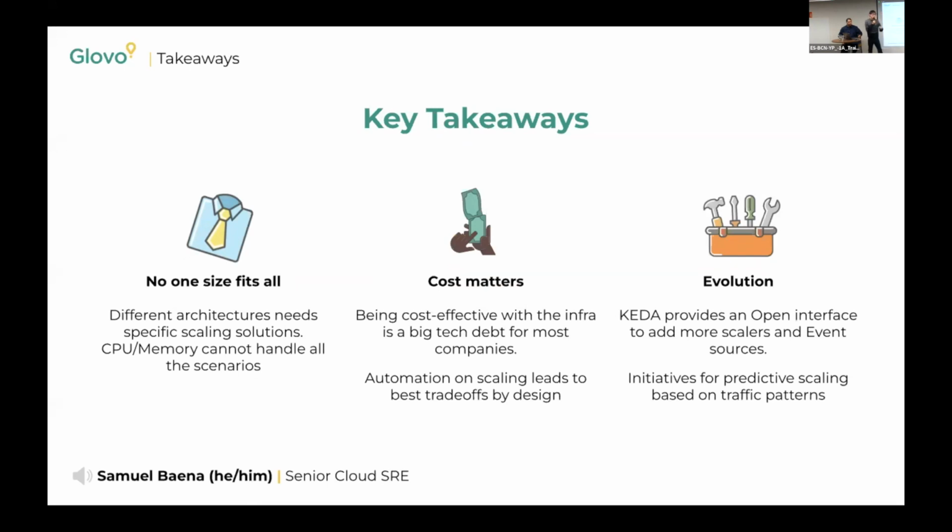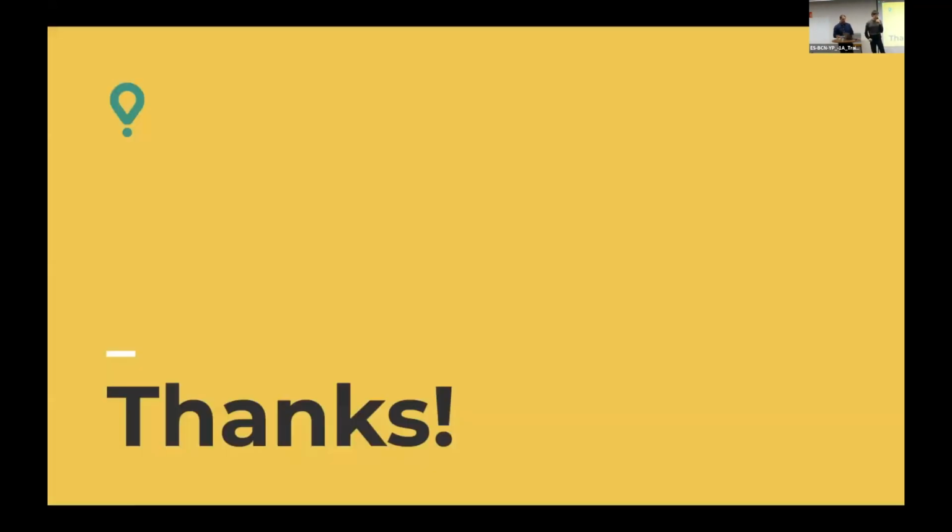So cost matters. Infrastructure is very expensive, and it's one of the main reasons for the tech debt that we have in organizations. So we always have to keep that in mind, for example in a staging environment, maybe scale to 0, these kinds of things. And this is in constant evolution. As Keda is highly supported and has a lot of scalers, there are going to be improvements coming up, there are going to be new scalers coming up, and we always have to keep up to date to see which one fits better for us. Thank you.